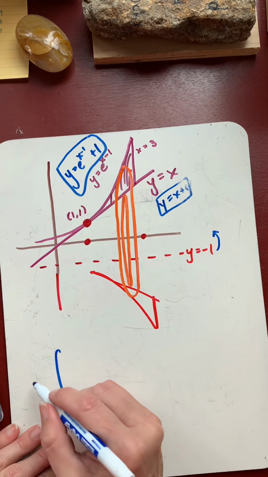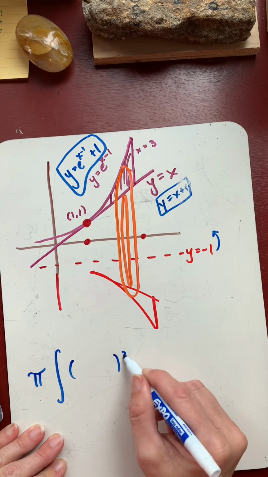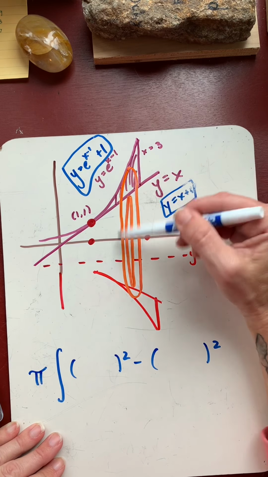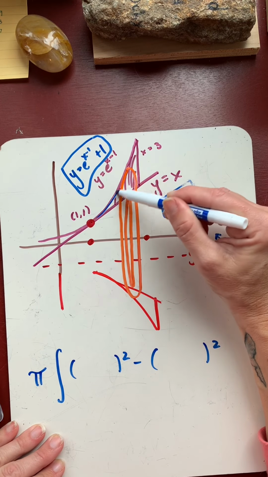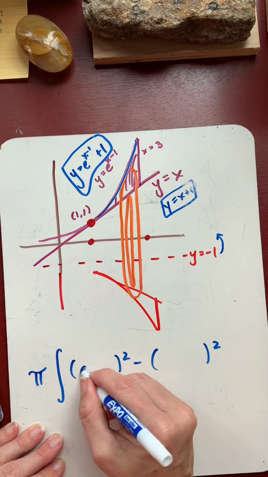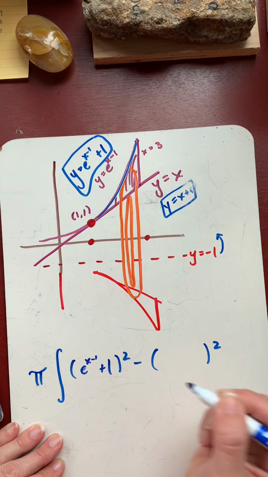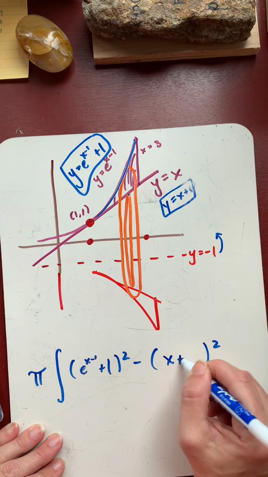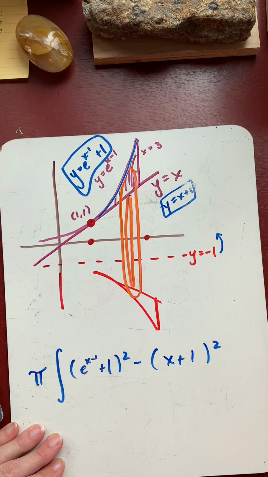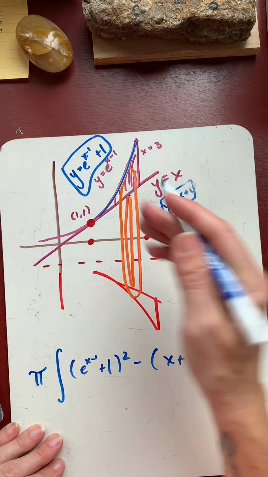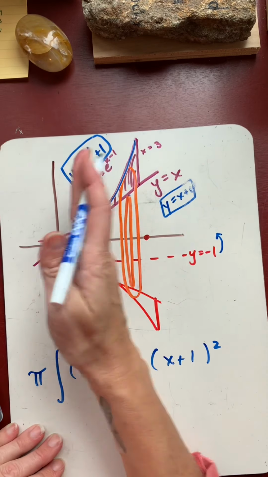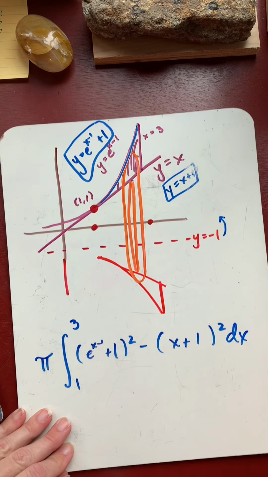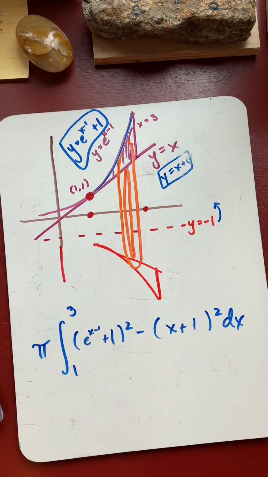We've got our integral of pi radius squared minus radius squared. The outer radius is the one that comes all the way up to this curve, so that's e to the x minus 1 plus 1. Our inner curve comes up to this line, which is now x plus 1. My circles are going this way, so I need to add them up from left to right, so from x equals 1 to x equals 3. And there's my integral. It's supposed to match one of theirs.